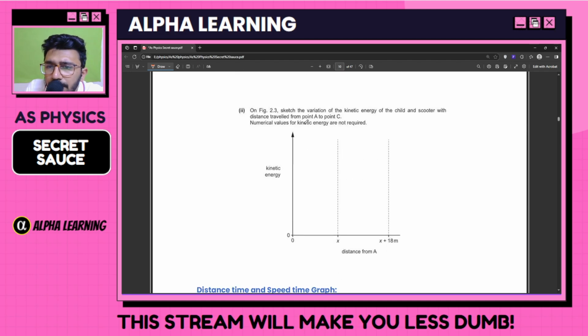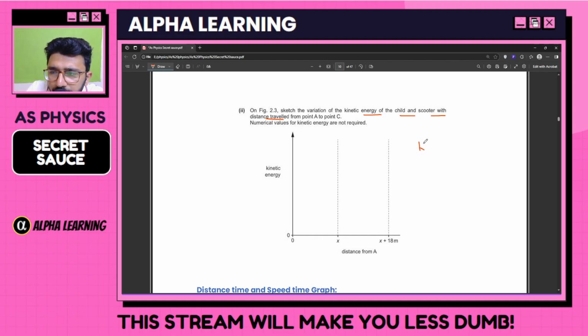Now, on figure 2.3, sketch the variation of kinetic energy of the child and the scooter with the distance traveled from A to C. Numerical values for kinetic energy are not required. You have to plot a graph of kinetic energy versus distance traveled. How will you do that? Sit back, relax, you don't need to panic.